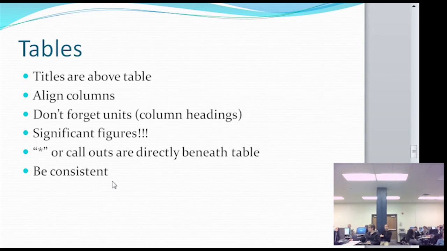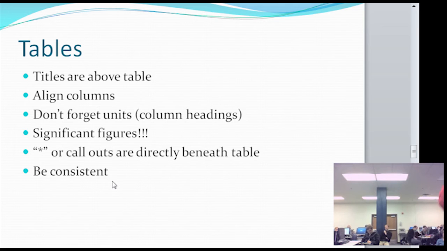Tables, the titles are above the table now as opposed to below in figures. Make sure you align the columns in your table. It's not uncommon to see the column heading aligned to the left and the data are all aligned to the right. Okay? Make it consistent. Whatever you choose to do, just make it consistent. Don't forget the units, and if the entire table is one set of units, you can put it in the title. If columns are in different units, make sure the column heading has the units in it.